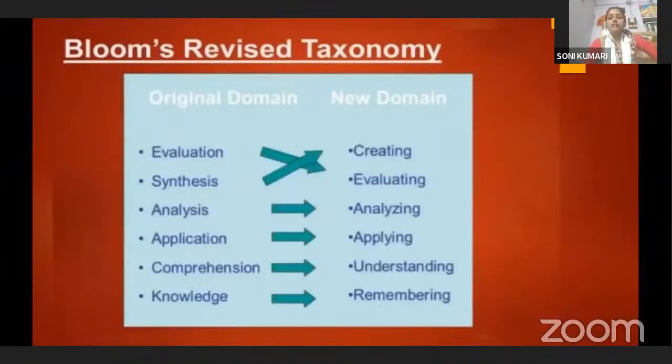We can see what the changes to Bloom's taxonomy were in 2001. In 1956, the six elements were evaluation, synthesis, analysis, application, comprehension, knowledge. But in 2001, they are creating, evaluating, analyzing, applying, understanding, and remembering.